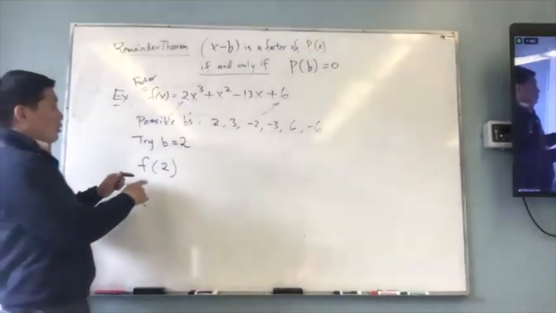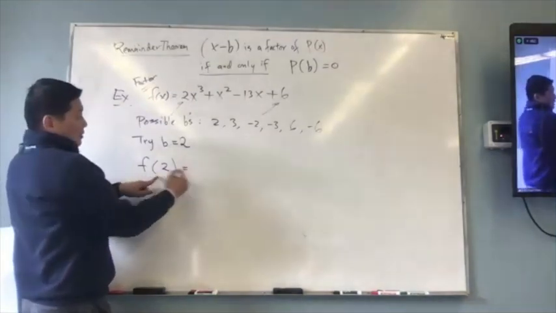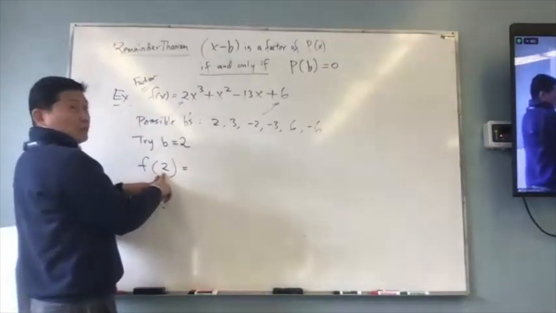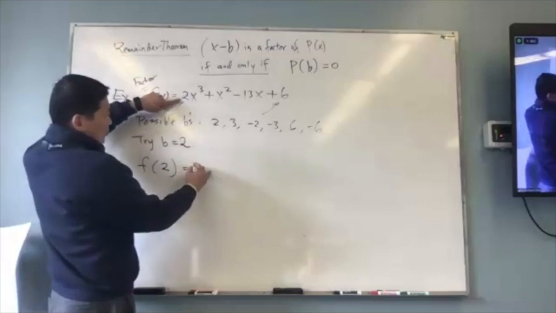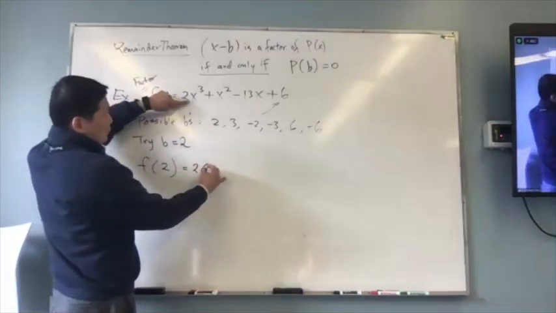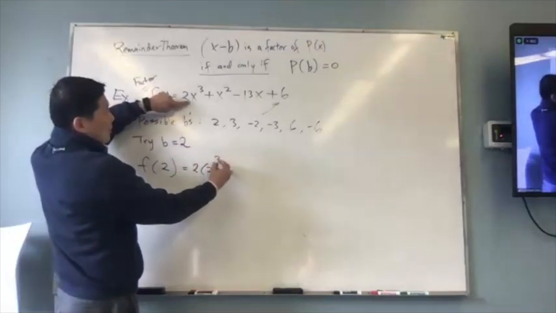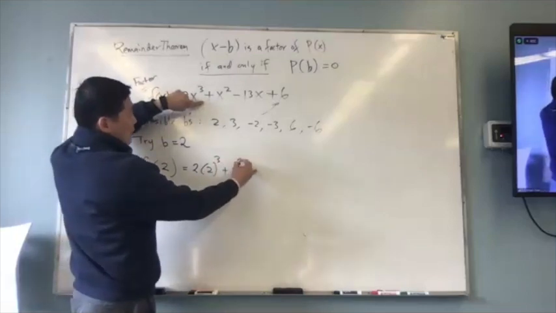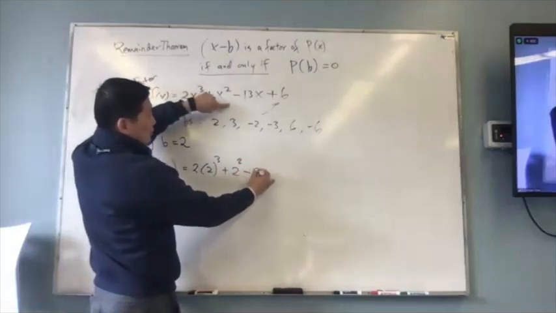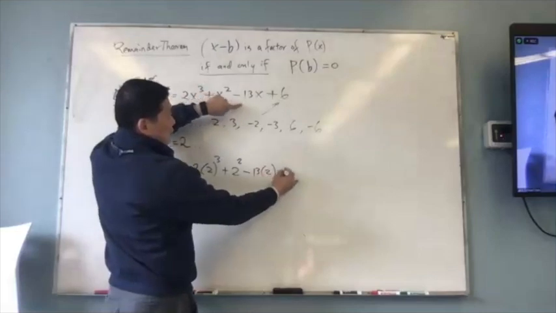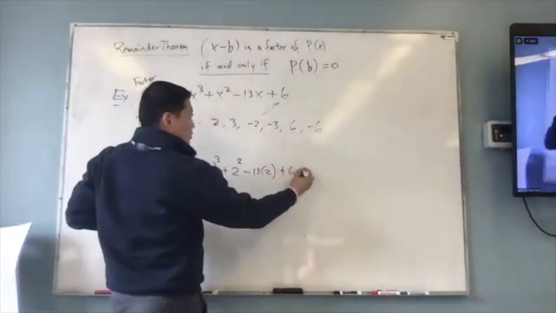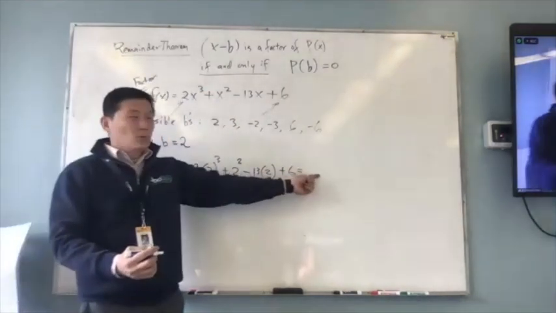All right. So if I do that, let's try that. If f of x equals f of 2, let's see what will happen. 2 times 2 to the third power plus 2 squared minus 13 times 2 plus 6. Go ahead and use your calculator and say, well, what is the answer?